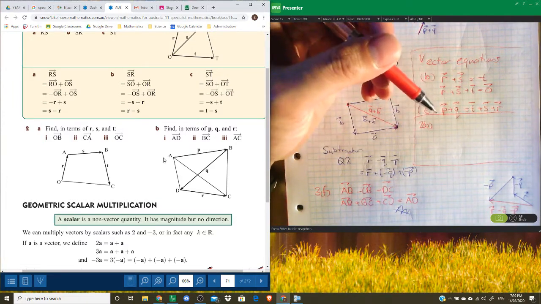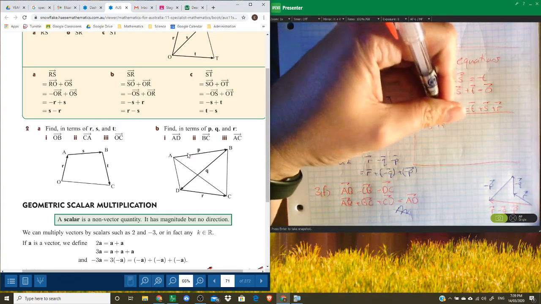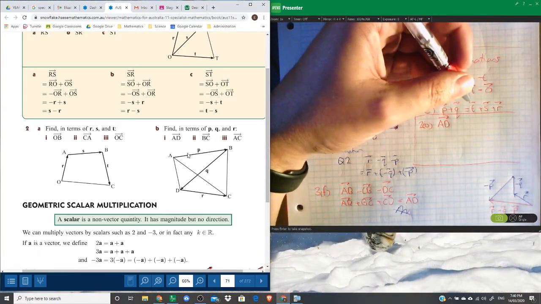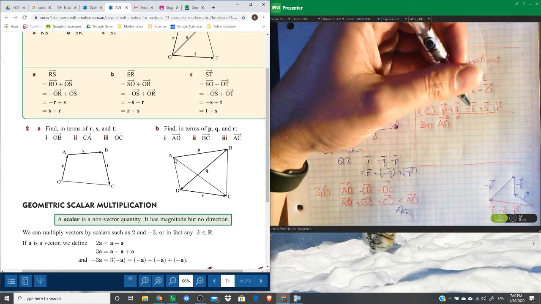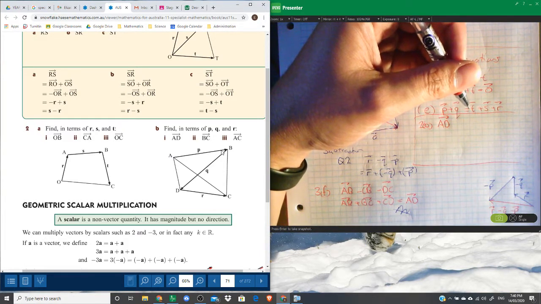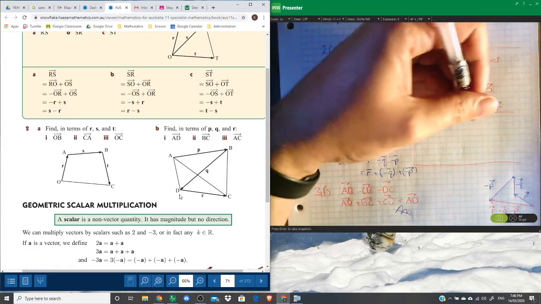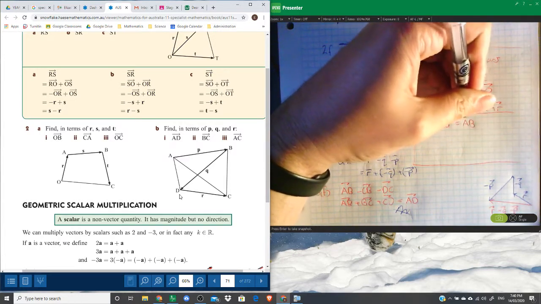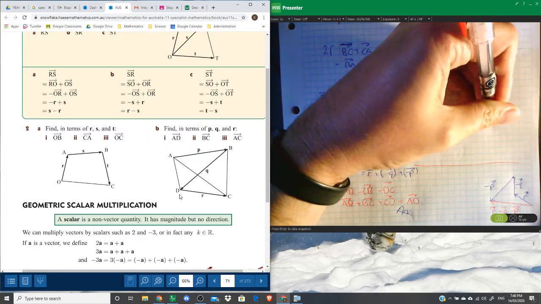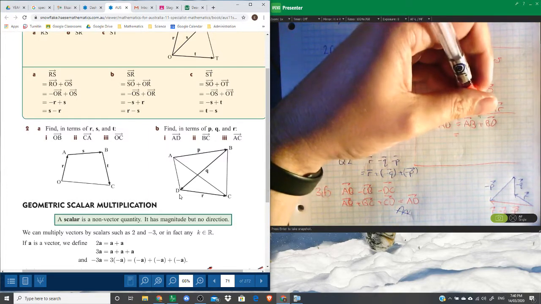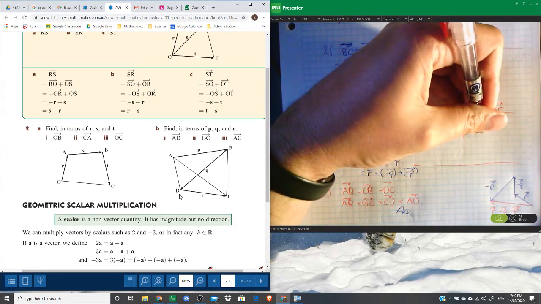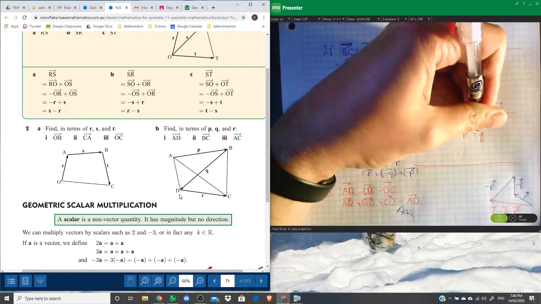Looking at this diagram, I've got a vector A to B equals P, and B to D equals Q, and D to C equals R. So let's find A to D. What we're going to do is find a path that goes from A to D through different steps. I don't have a labeled vector for that. But if I go somewhere else, maybe I go from A to B, and then from B to D. Let's write that out. AB plus BD. Well, I have vectors for those. AB is P, and BD is Q. There you go.